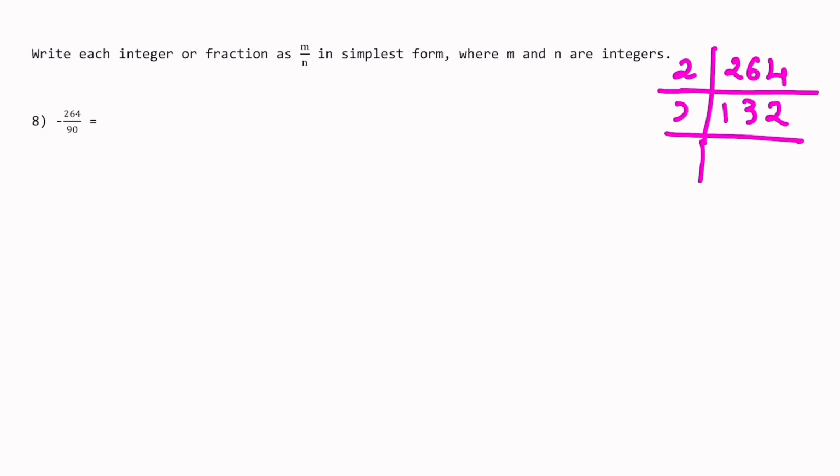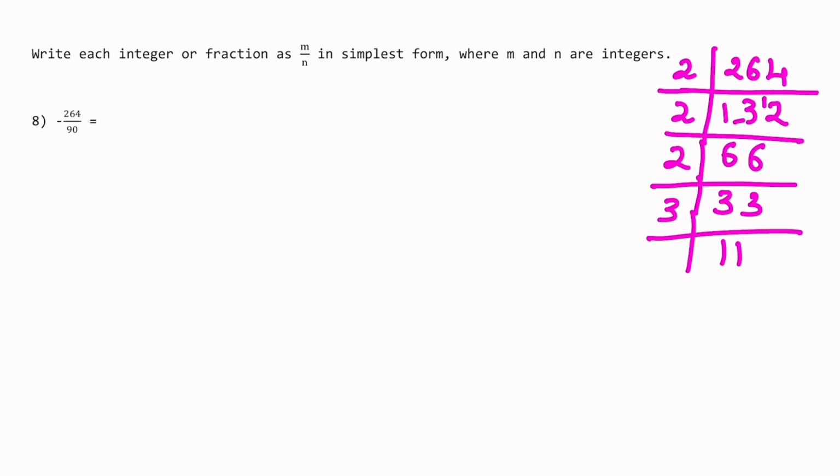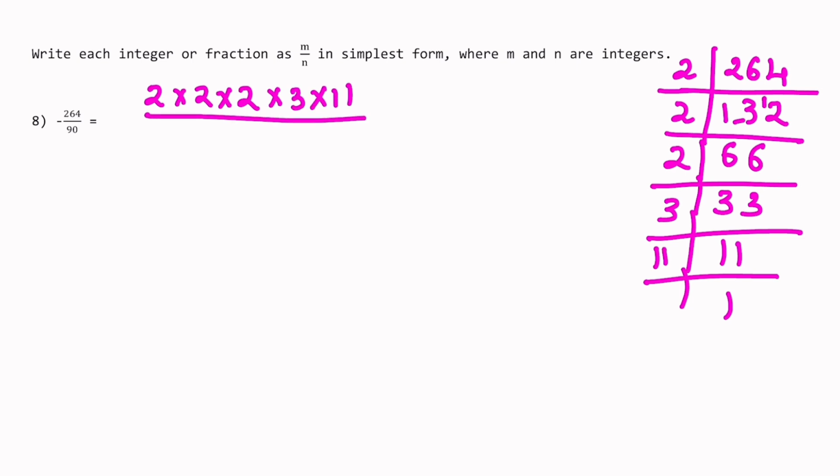Again, it's an even number. We further go with 2. 2 times 6 is 12. But this is 13, right? So we put 1 here. So that's 6. Again, even number. So 2. And yes, 3, 3. That was a simple one, right? 33 tells us it has to be with 3 and 11. So these are the prime factors. So how do we write it? 2 times 2 times 2 times 3 times 11 over 90.